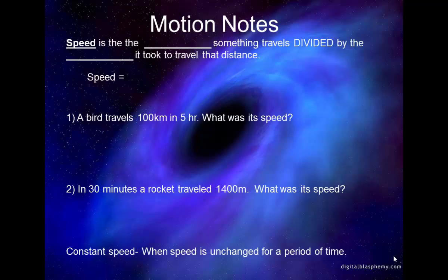All right. So let's talk about speed and acceleration a little bit. First off, speed. Our definition that we use for speed is the distance that an object travels divided by the amount of time that it took to travel that distance. So we have a pretty simple formula. Speed equals distance over time. S equals D over T, we sometimes abbreviate.